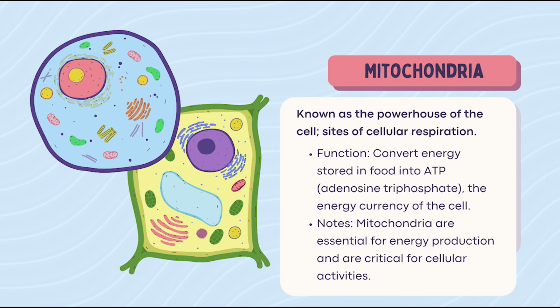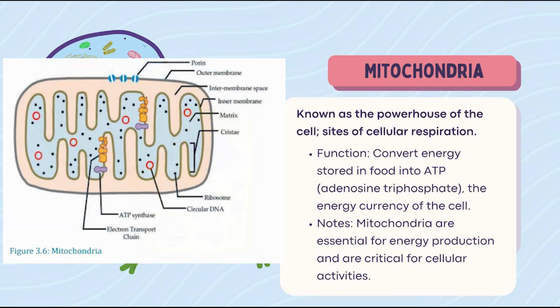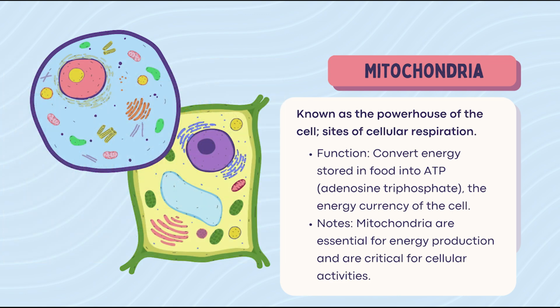Next to that, we have mitochondria. Mitochondria are the powerhouse of the cell. Mitochondria produce ATP, the energy currency of the cell. So they take in nutrients and turn them into usable energy, kind of like charging your phone.